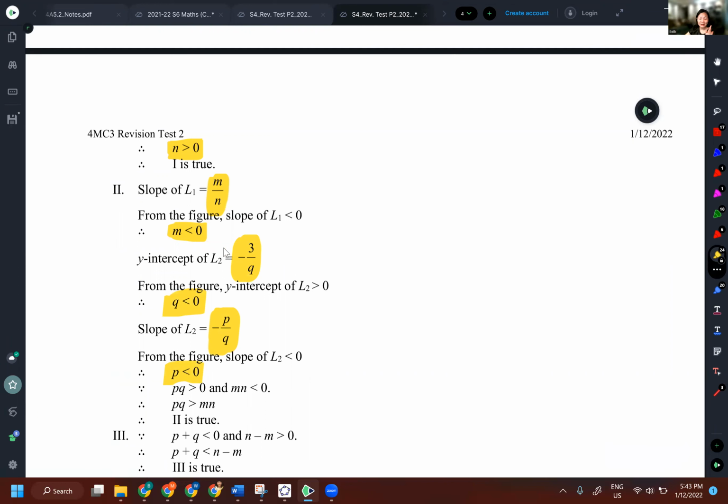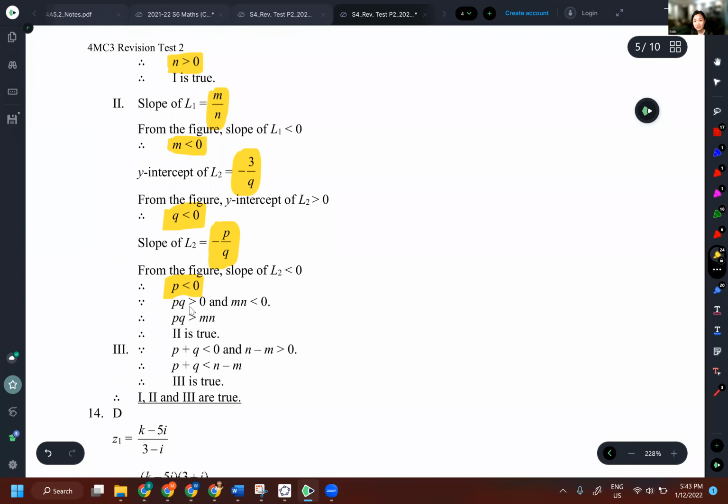It's four different things. Y-intercept, slope. Y-intercept again, and slope. Okay? Four things and four signs. The first one is N, and then M, and Q, and P. You know the signs of the four coefficients, not instantly, but one by one. And then you can say, oh, because PQ is positive, as both of them are negative, so the product is positive. And then M times N is negative. Therefore, the second statement is also true.